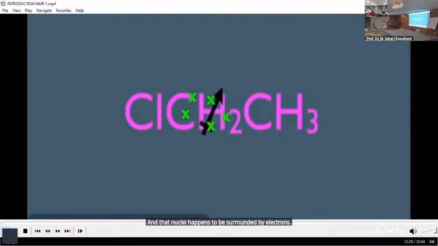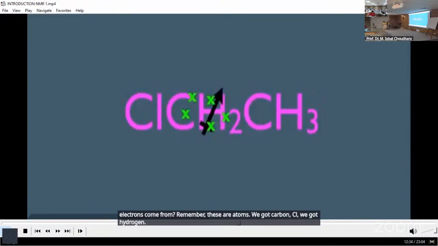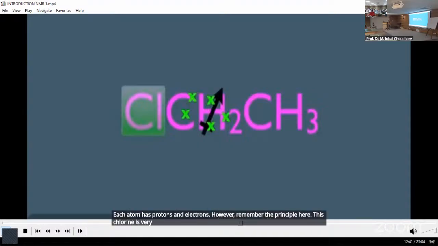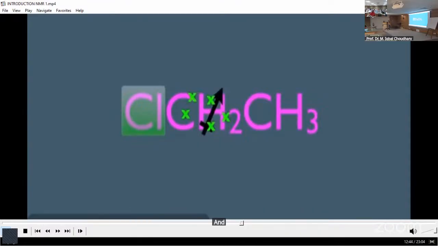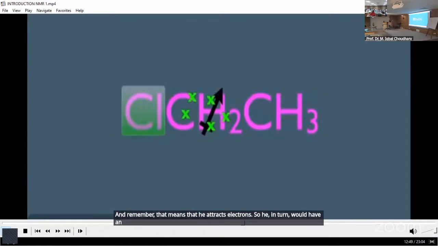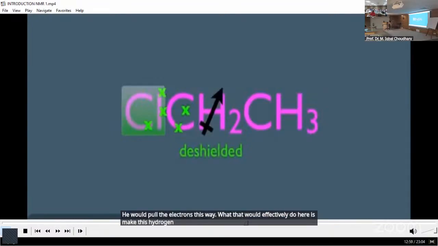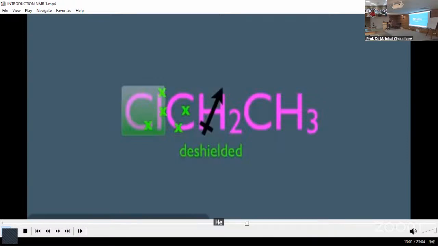Where did these electrons come from? Remember, these are atoms. We got carbon, Cl, we got hydrogen. Each atom has protons and electrons. However, remember the principle here. This chlorine is very electronegative. And remember, that means that he attracts electrons. So he in turn would have an influence on the electrons surrounding that H atom. He would pull the electrons this way. What that would effectively do here is make this hydrogen very de-shielded. He simply has no electrons around him, or very few.